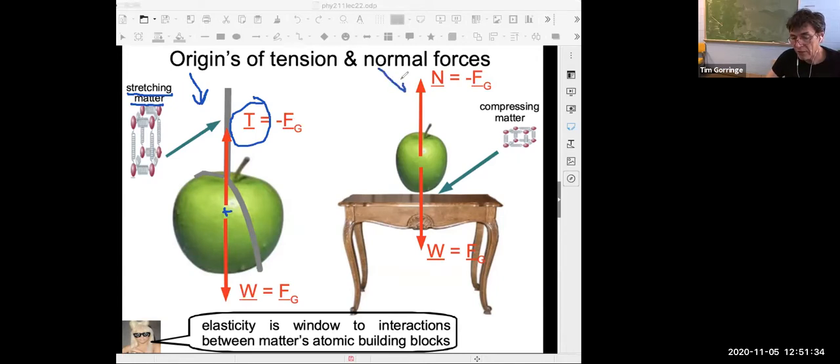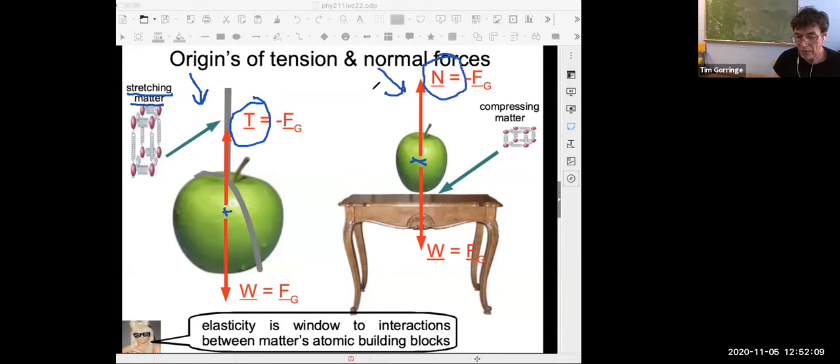Over here on the right, sorry, I've got the apple now sitting on the table. The apple is pulled downwards again by the force of gravity. That compresses the table. It's compressing the atoms and molecules of the table. It's pushing together more closely the atoms and molecules of the table, and they push back with their interatomic, intermolecular forces, and that's the origin of the normal force.